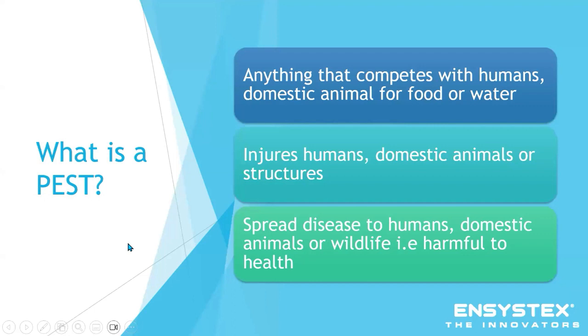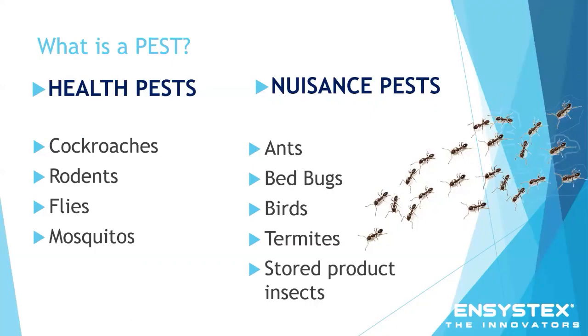Okay, so as you can see, what is a pest? Anything that competes with humans, domestic animals, for food or water, injures humans, domestic animals, or structures, or spreads disease to humans, domestic animals, or wildlife. For example, harmful to health. So we've got health pests, and these we will mostly deal with when it comes to HACCP sites or audited sites. It will be your cockroaches, your rodents, and your flies. We do have mosquitoes if you work in malaria areas, KZN, Mozambique, some areas in Africa, a huge problem with mosquitoes. Then we've got our nuisance pests on the side there.